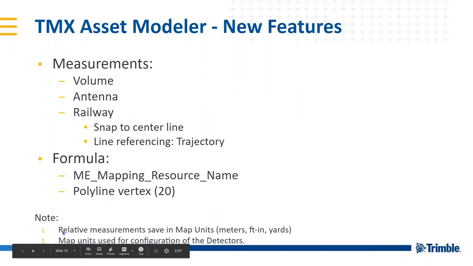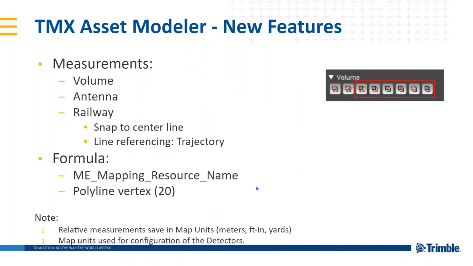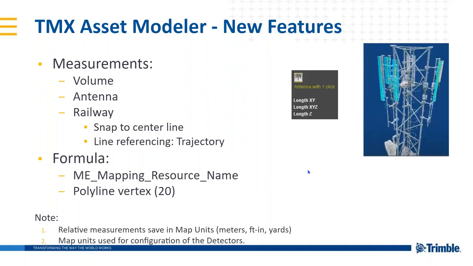In addition, we also have some new measurement tools. So we have 6 new measurement tools for volume. This will let you create volumes in multiple different ways. And we also have another tool to extract the mobile tower antennas. Please bear in mind that this is designed specifically for certain types of antennas, as you see here in the picture. And this is a semi-automated tool, which means you can click once and then you get the antenna itself.